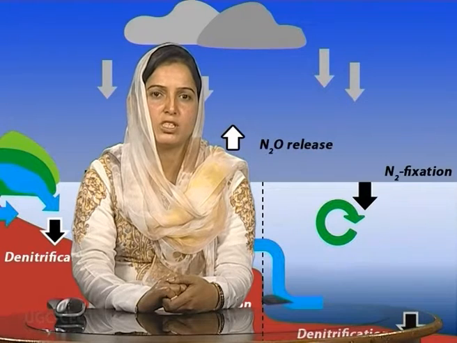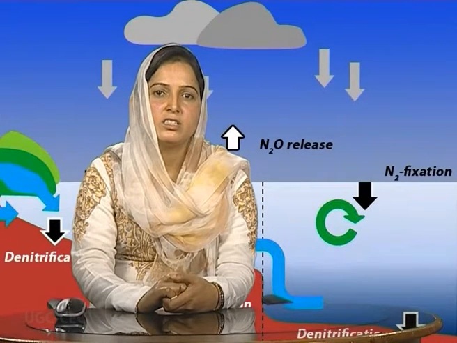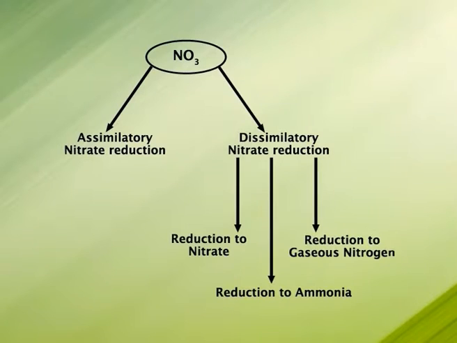The next process that we will be talking about is denitrification and dissimilatory nitrate reduction. Nitrate, after it enters the soil, can meet diverse fates, which include its incorporation into amino acids via assimilatory nitrate reduction, or reduction to nitrite, ammonia, or gaseous nitrogen via dissimilatory nitrate reduction. The reductive fates of nitrate are distinguished by their end products as well as by the ecological conditions in which they occur. Nitrate can be reduced to nitrite.